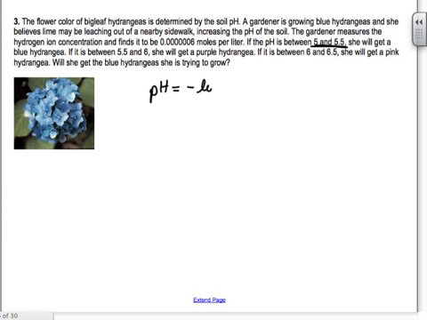So gardeners actually add acidity to the soil, or they add some base things to the soil to change the color of their flowers. So what do you get? 6.22. So it's between 6 and 6.5, so she's getting a pink hydrangea. So no, she's not getting the blue one. Okay, so she would need to add something to the soil to make it more of an acid.